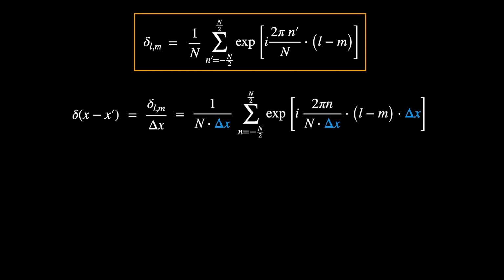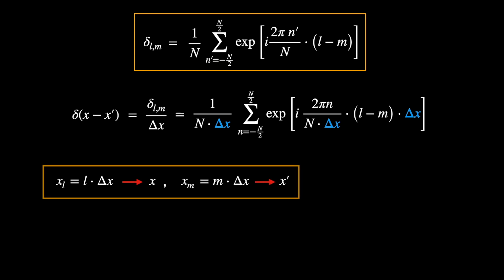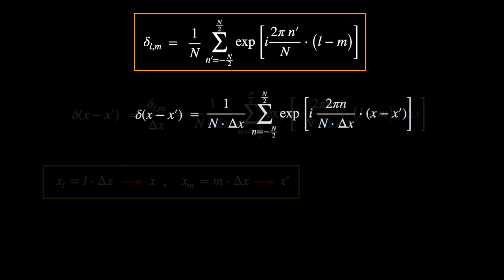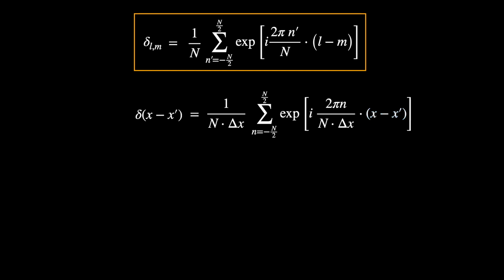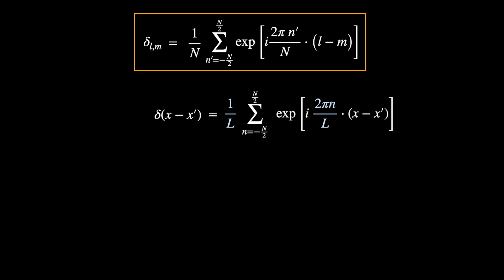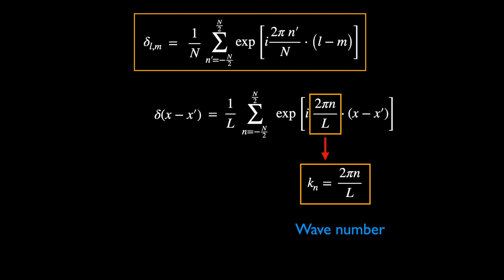once again, the discrete positions indexed by L and m can be identified with x and x prime. L is the total length of the lattice given by the total number of lattice points n multiplied by delta x. Substituting this into our equation, we have. We then identify 2 pi n over L as the wave number kn. Note that n ranges between these limits and is an integer.